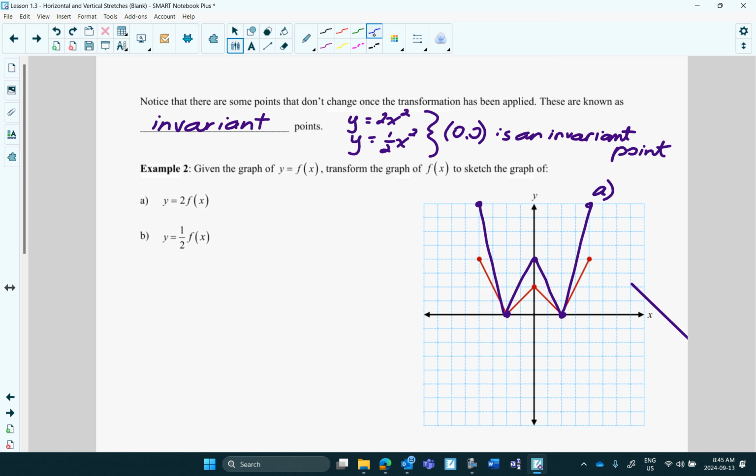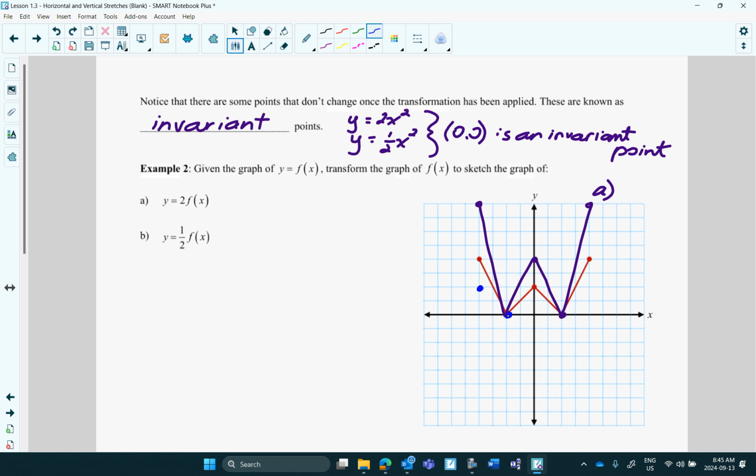In B, we're asked to do a stretch again, but this time by 1/2. So we've got to take all the y coordinates of the points that we know on the red graph and take half of the y coordinates. So this y coordinate is 4. Its new one would be 2. New one would be 2.